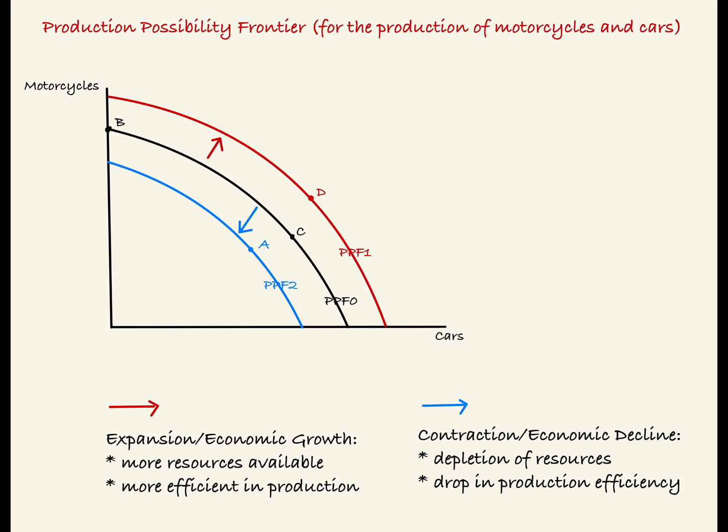Now let's look at the opposite scenario, represented by the blue arrow or inward shift in the Production Possibility Frontier. This blue shift represents contraction or economic decline. There could have been depletion of resources, or there could have been a drop in production efficiency.